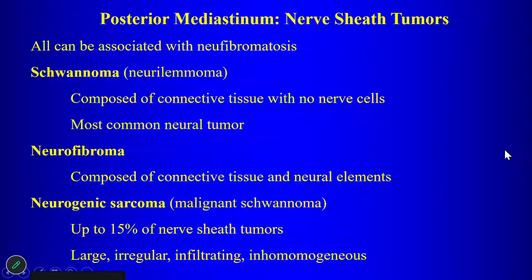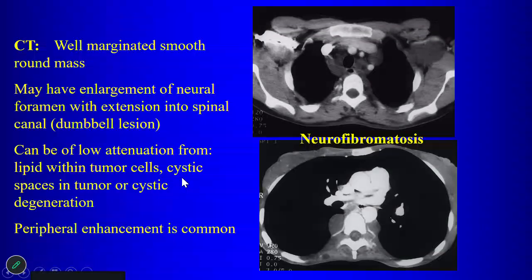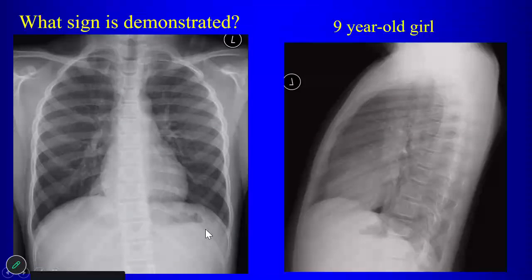So nerve sheath tumors in the posterior mediastinum can be associated with neurofibromatosis. Schwannoma, neurofibroma, and of course the malignant variety is neurogenic sarcoma. So posterior mediastinal masses, nice cervicothoracic sign on that plain film. These can grow slowly, can cause scalloping of adjacent vertebra or ribs. So round masses can result in enlargement of neuroforamina there in the posterior mediastinum, and you might see enhancement of these lesions. There's a sign demonstrated on this chest radiograph.